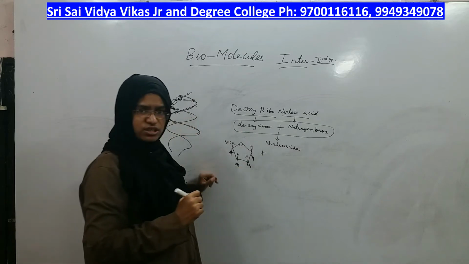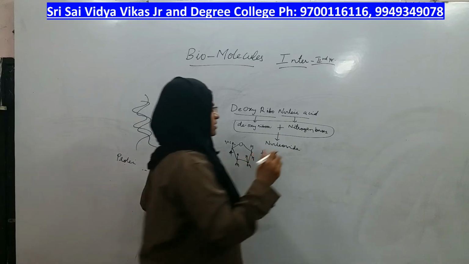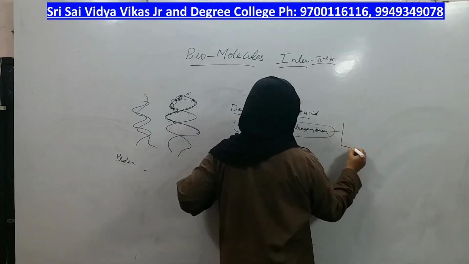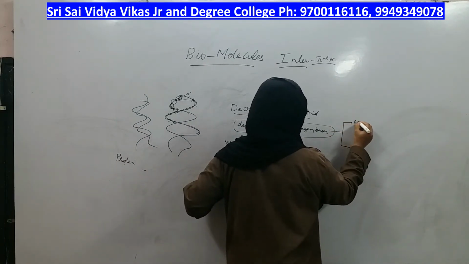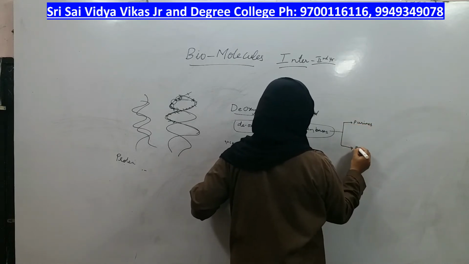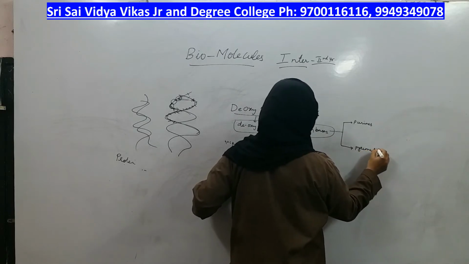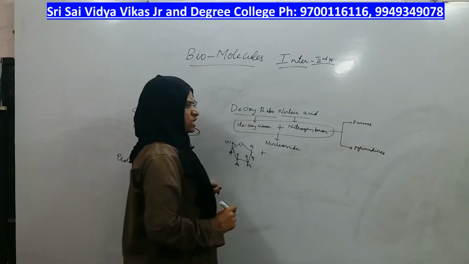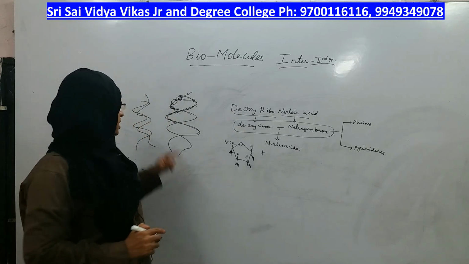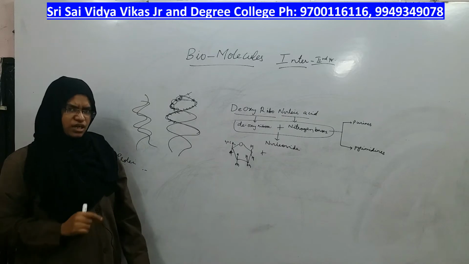What are the nitrogen bases we have? Nitrogen bases are of two types. Nitrogen bases can be of the type purines or it can be of the type pyrimidines. Purines and pyrimidines.